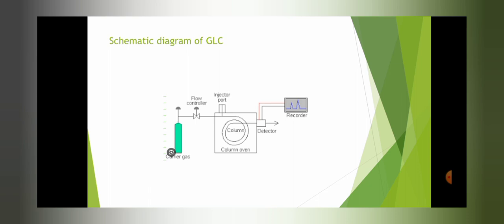You can see the column oven where the temperature is controlled. We have the detector, and we have the recorder to store the output. That's our schematic diagram.